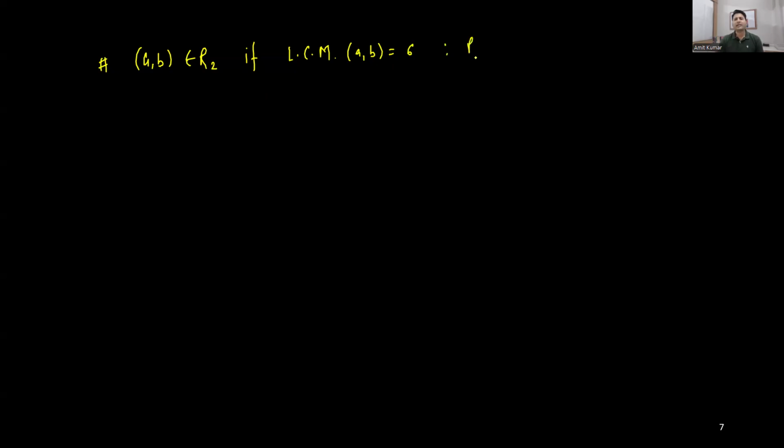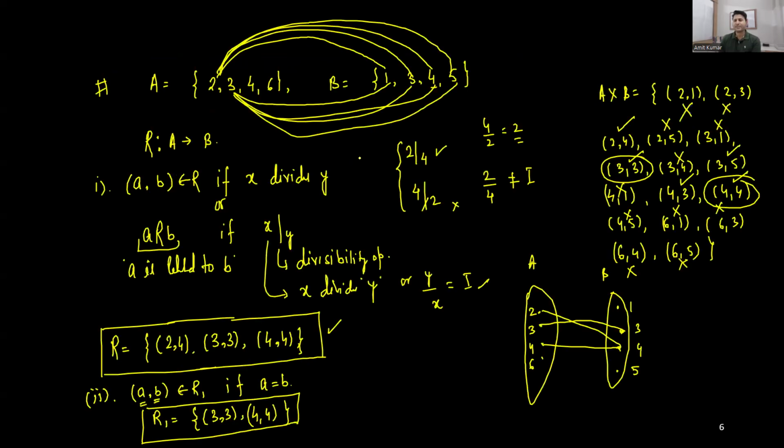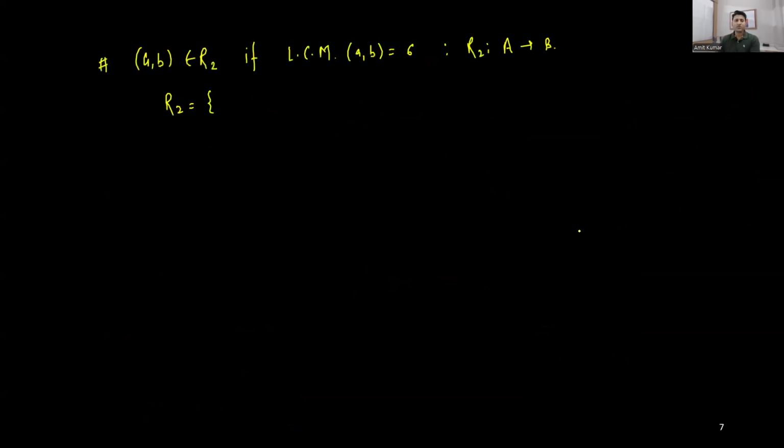And R2 is once again defined from set A to B, same as the last one. So what will be there inside R2? Move back and see which pair is having LCM as 6. LCM of 2 and 4 is not 6. 2, 5 not 6, 3, 1 not 6, 3, 3, 3, 4, 3, 5, 4, 1, 4, 3, 4, 4, 4, 5, 6, 1, 6, 3. Yes, this pair, 6, 1, LCM is 6, and 6, 3 is 6.